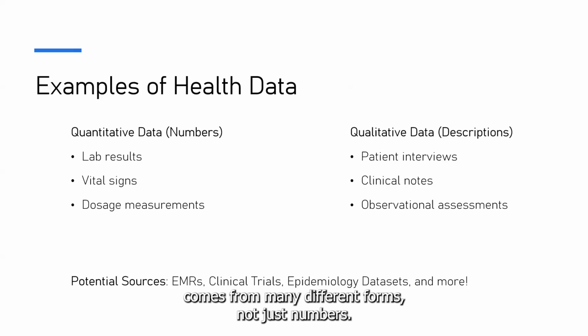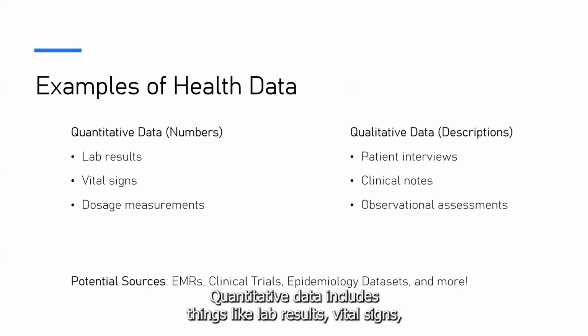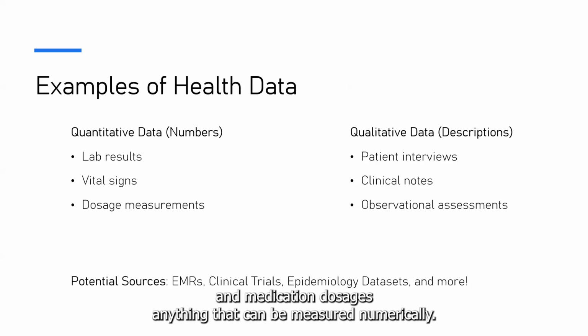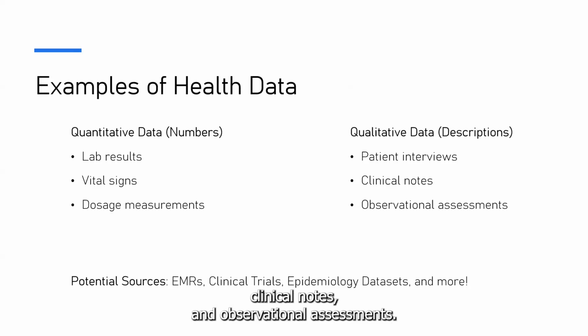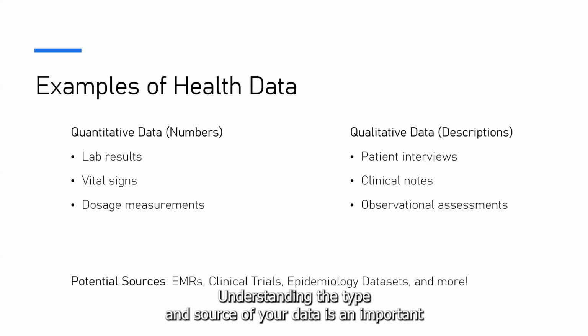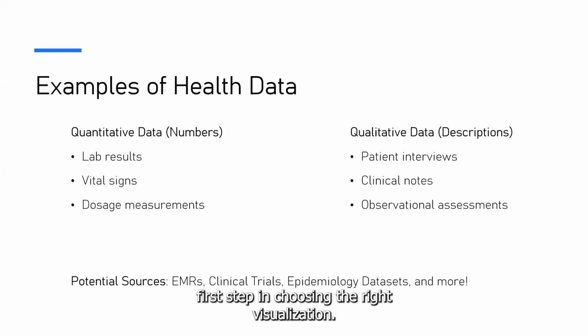Health data comes from many different forms, not just numbers. Quantitative data includes things like lab results, vital signs, and medication dosages, anything that can be measured numerically. Qualitative data, on the other hand, includes patient interviews, clinical notes, and observational assessments. While qualitative data is less straightforward to visualize, it can still be summarized using counts, categories, or themes. Common sources of health data include electronic medical records, clinical trials, and epidemiologic data sets. Understanding the type and source of your data is an important first step in choosing the right visualization.